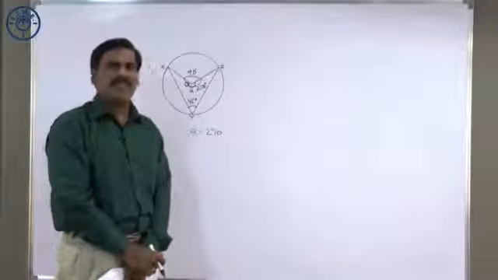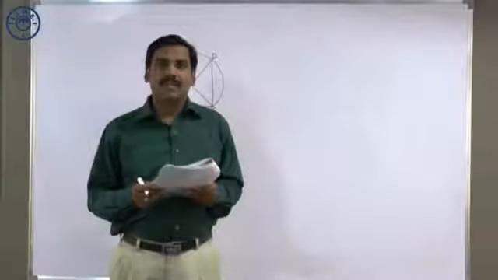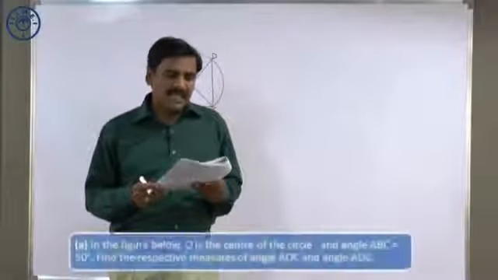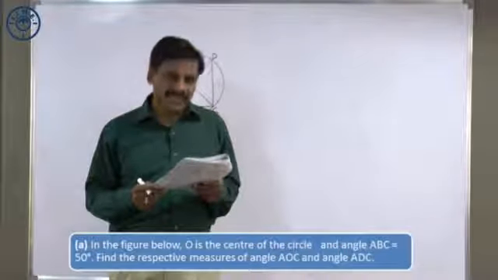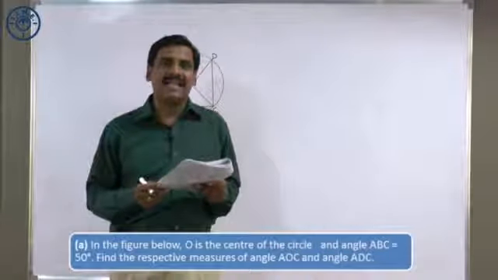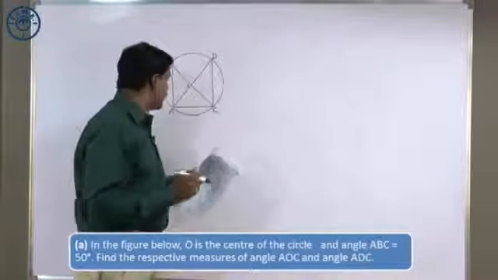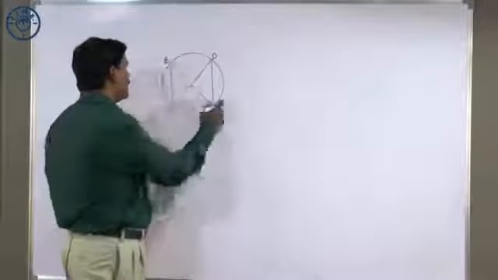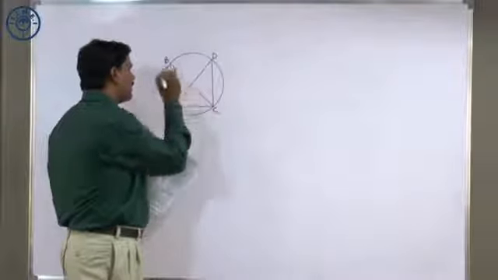Let us look at one more small example on circles. The problem is in this way. In the figure below, O is the center of the circle and angle ABC is 50 degrees. Find the respective measures of angle AOC and angle ADC is the question. So ABC is mentioned as 50 degrees, and O is the center of the circle we have.